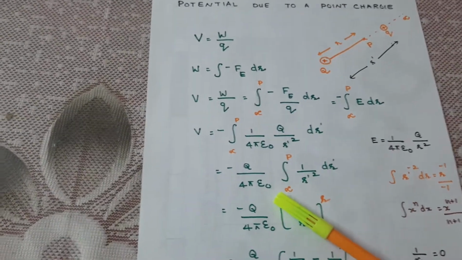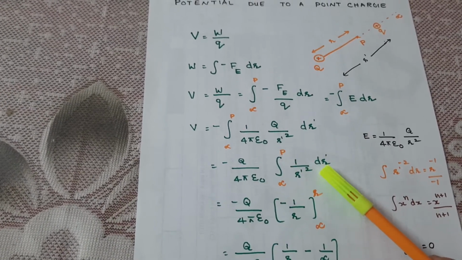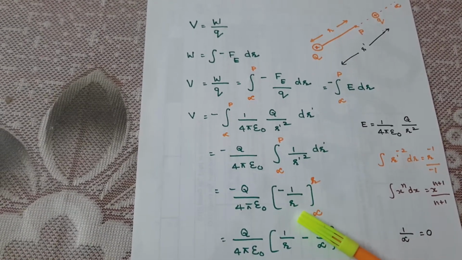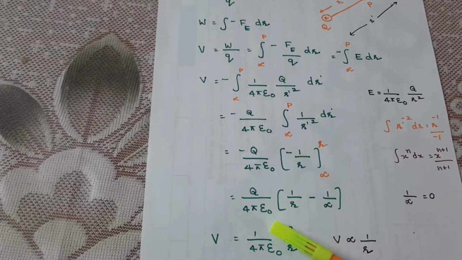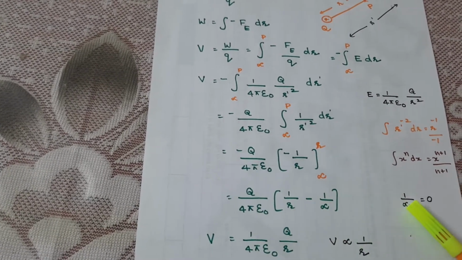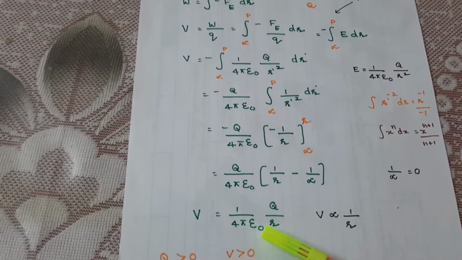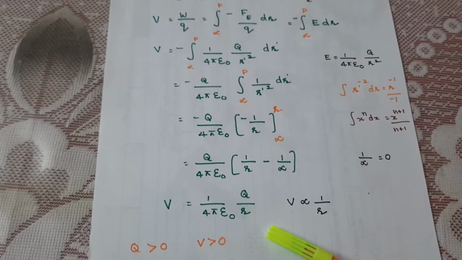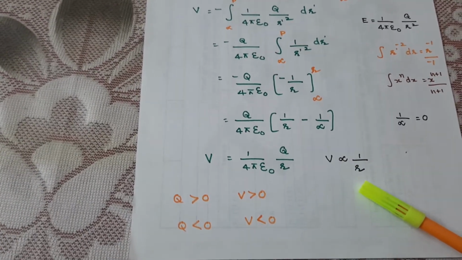The constant can be taken outside. So, the integral from infinity to P of 1 by R dash square dr is equal to minus 1 by R. On applying limits, V is equal to Q by 4 pi epsilon 0 into (1 by R minus 1 by infinity). But 1 by infinity is 0. Therefore, V is equal to 1 by 4 pi epsilon 0 into Q by R, or the potential is inversely proportional to the distance R.